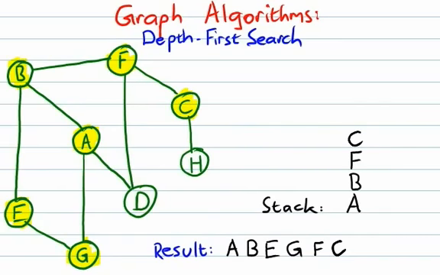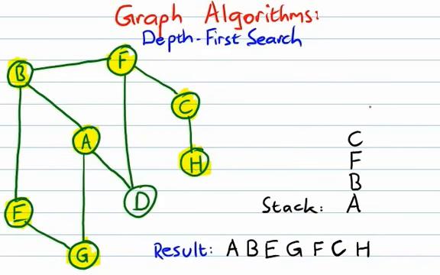Now C is on top of the stack, so we'll take a look at all of the vertices connected to C. C is connected to F, which we've already seen, but H we haven't visited yet. We push it, we visit it, mark it as visited. Now from H there's no place to go except back to C, but we've already been there, so we're going to pop H off the stack, which takes us back to C.